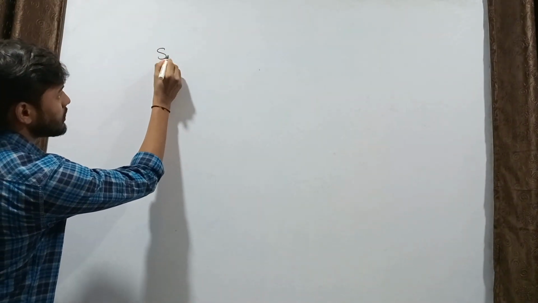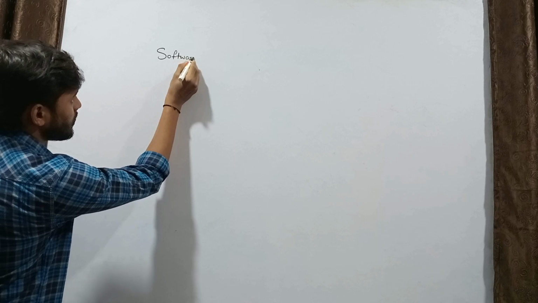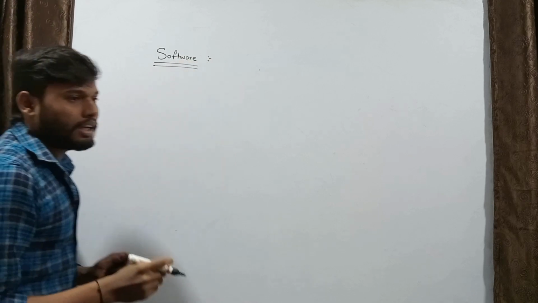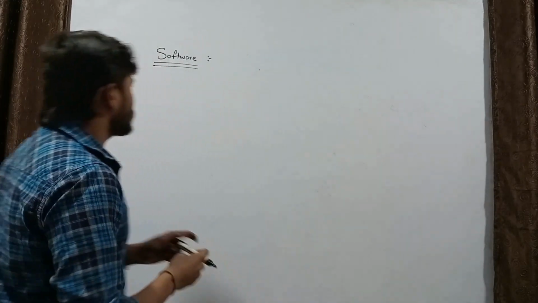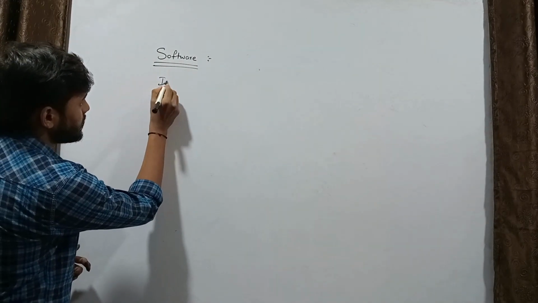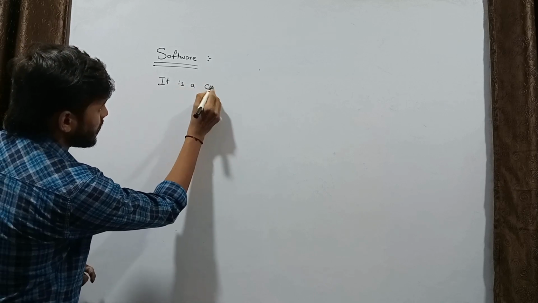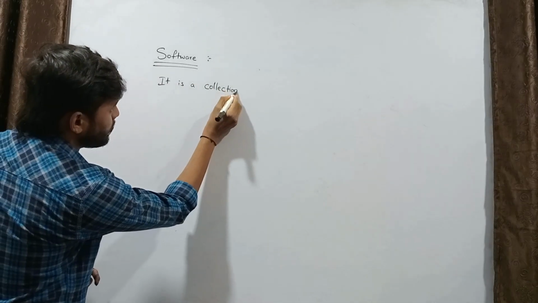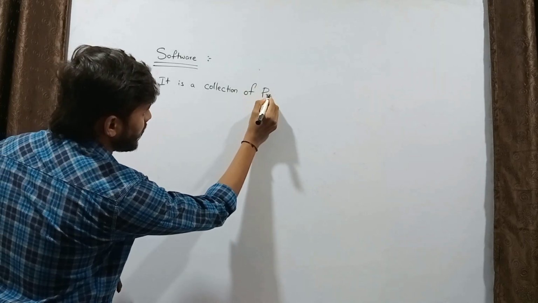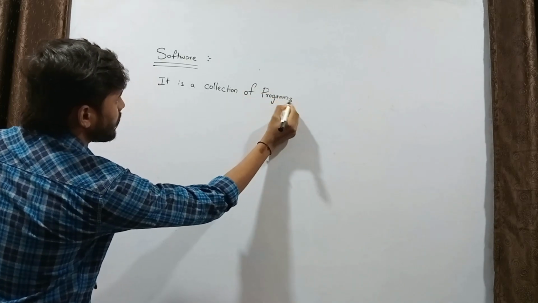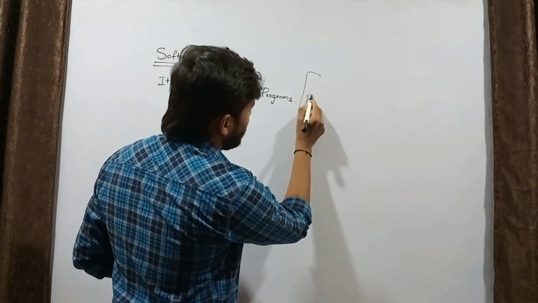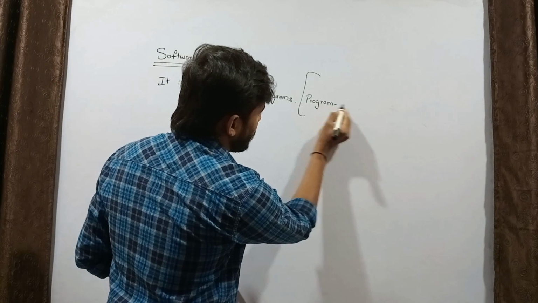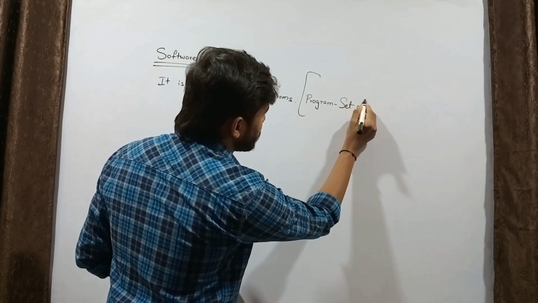So in this software testing tutorial, today we are going to discuss what is software and how many types of software are available in the market. So what is meant by software? The definition of software is nothing but a collection of programs. A program is nothing but a set of instructions.